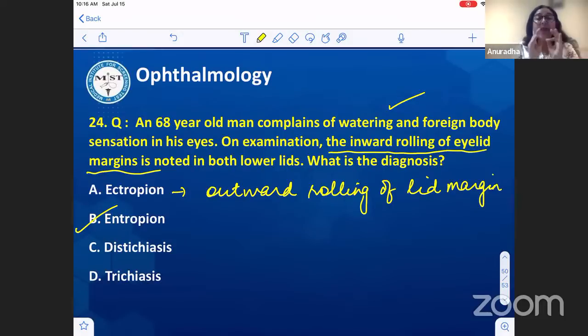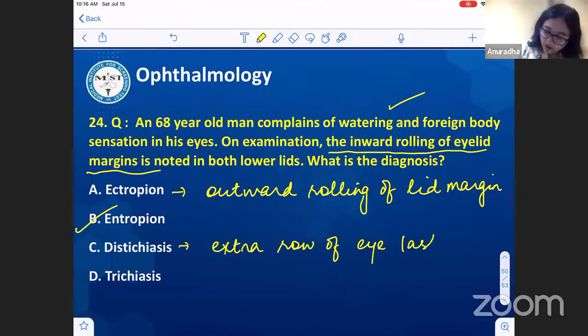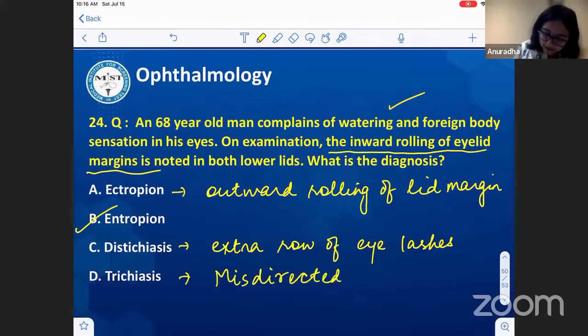outward rolling, okay? If there is a problem of the eyelashes, so distichiasis is an extra row of eyelashes arising from the meibomian gland opening. Trichiasis is misdirected eyelashes; the lid margin is okay, but the eyelashes are turned inward so that they are rubbing on the cornea. Most of us get confused between trichiasis and entropion. Entropion means the whole lid margin is inrolled. In trichiasis, only the eyelashes are misdirected, but the lid margin is in normal position, beta. So I hope you will not confuse between entropion and trichiasis.